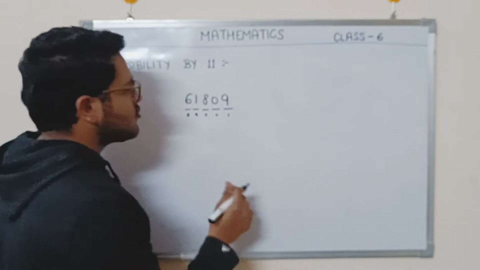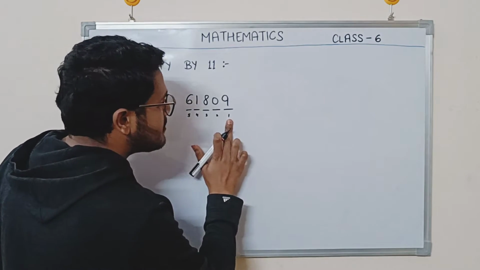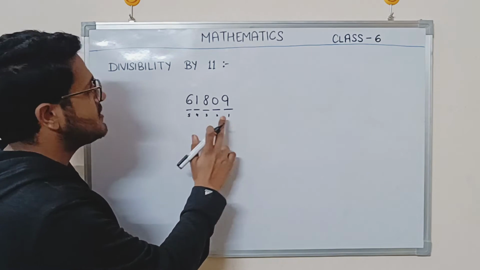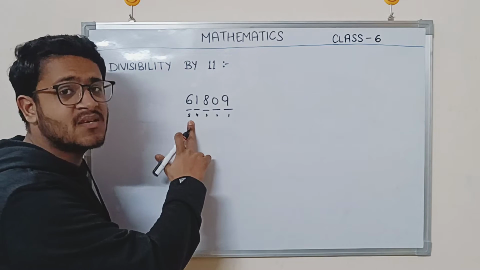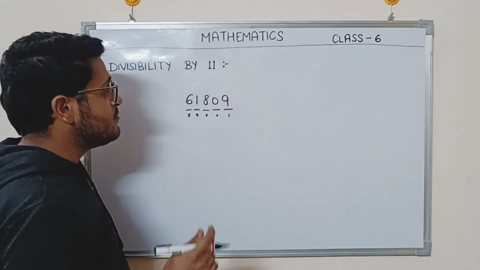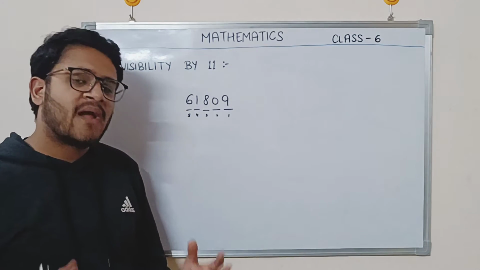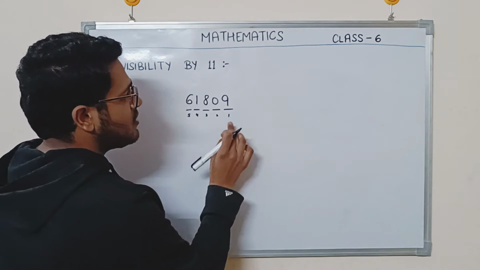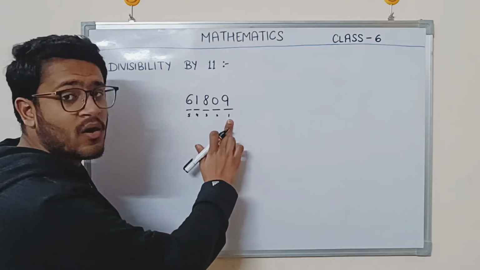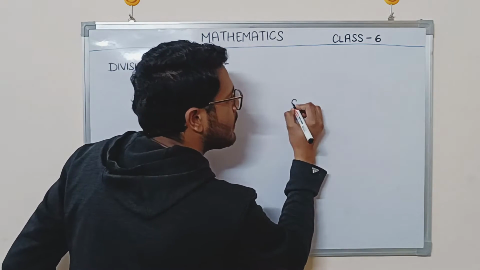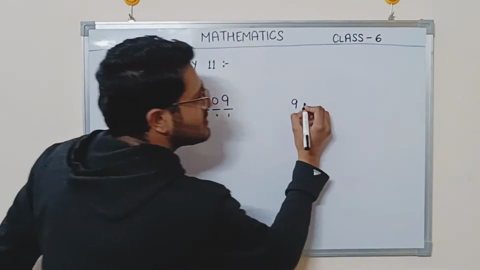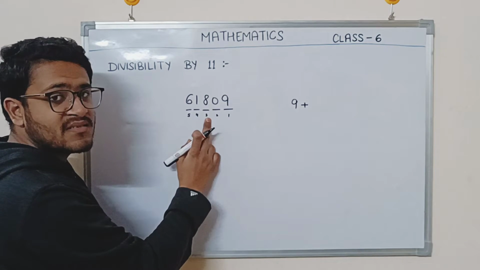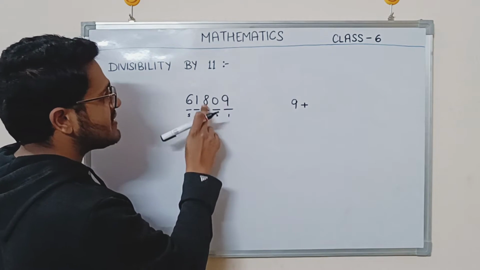Step 2 will be the numbers at the odd places, that is first place, third place and fifth place in this example. We will take all the numbers at odd places and sum them up. How? The first odd digit is 9, then plus the next odd digit, which is at third place, we have 8.